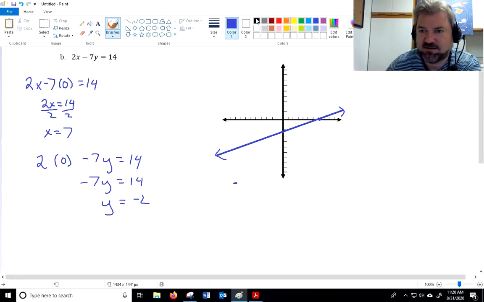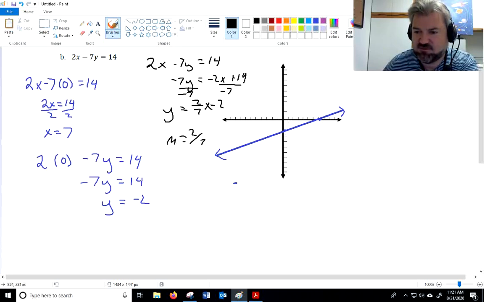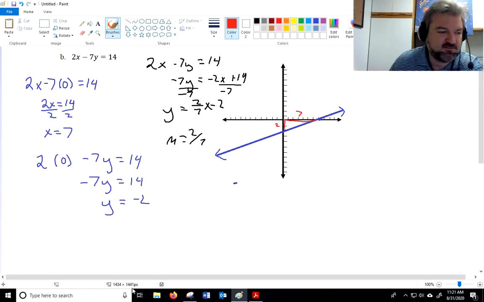And the slope, I like to go ahead and solve it for y to get the slope usually. And the more you practice this, the more you can actually do this in your head, which is where I'd really like you to be. So I get y is equal to negative 2 over negative 7, which is a positive 2 over 7, times x minus 2. So we can see that the slope is 2 over 7, which is up 2 this way, over 7 that way. All right.